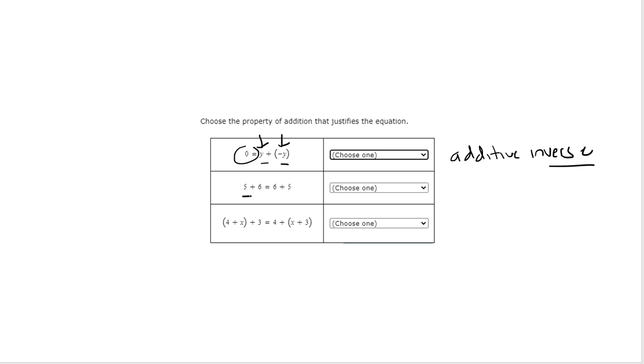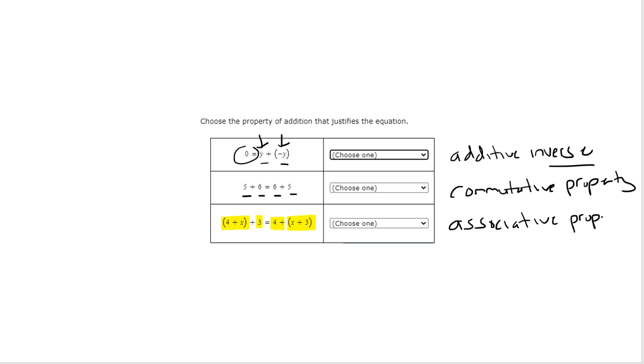Okay, the next one, you can see the order of the adding just changed. On the left side, it's 5 plus 6, and on the right side, it's 6 plus 5. Anytime you change the order, when you're adding, that's called the commutative property. And then the last one, you can see that on the left side, the 4 plus x are being added first, and then the 3. And on the right side, the x and the 3 are being added first, and then the 4. So that is changing who you associate with first. So that one is the associative property.